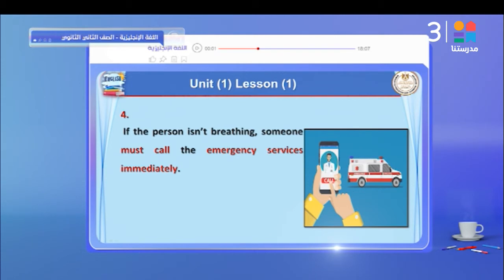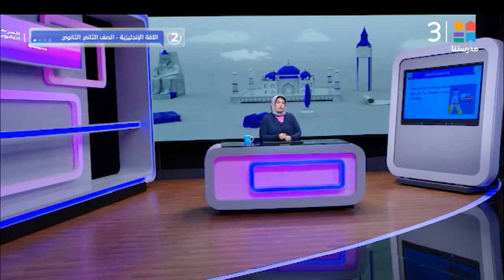Now, number 4. If the person isn't breathing, oh, now the person isn't breathing. Someone must call the emergency services immediately. Okay? If the person isn't breathing, what should I do at that time? Someone must call the emergency services immediately. Someone must call the emergency services.